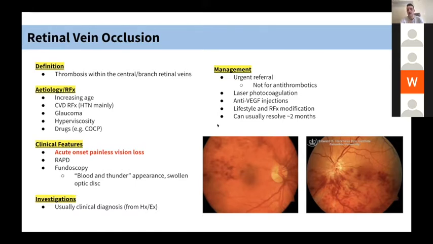Investigations, again, clinical diagnosis. And for management, you want to do an urgent referral. They're not going to be for antithrombotics, because they'll just bleed. And you can do things like laser photocoagulation.